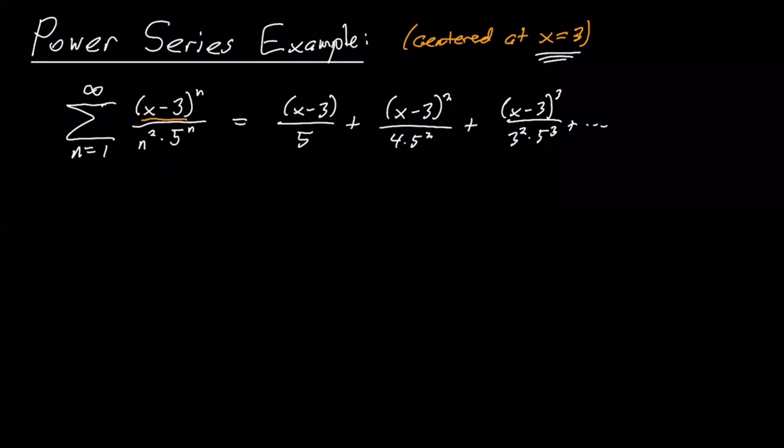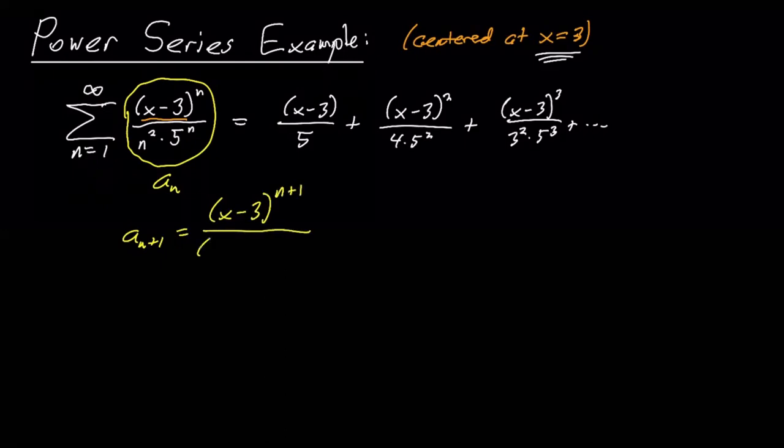But I would say that we might as well just go to the general, now that we've seen in the previous example the ratio test idea. So let's apply the ratio test. Remember, the nth term is right here. This is a sub n. Then a sub n plus 1 is, we just replace n by n plus 1 everywhere. So n plus 1 squared times 5 to the n plus 1.